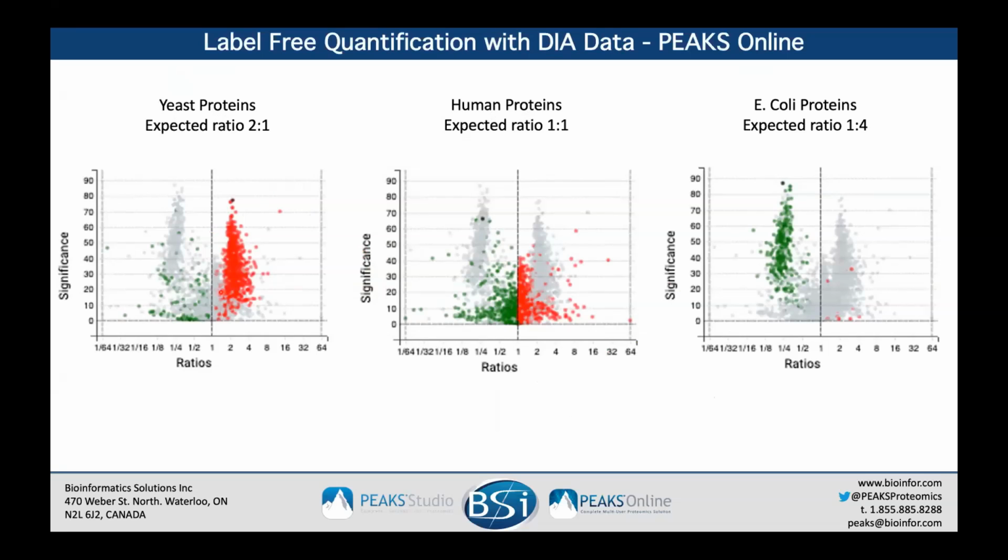as we do previously. You know, there's always going to be a bit more variability with DIA, so you see a few more things, but certainly the bulk of all proteins are at their expected ratios in yeast, human, and E. coli.